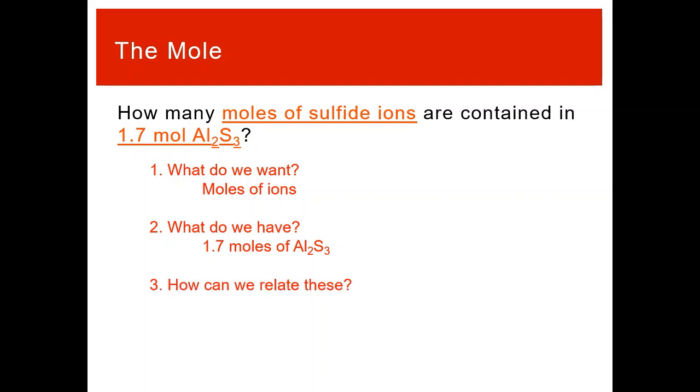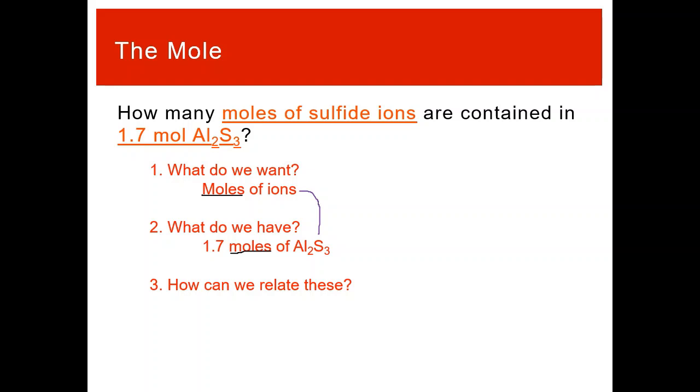So if we want to think about how we can relate these, moles is what we want. That's counting by group. We have information on moles, counting by group, so we don't need to change that. We're not going to use Avogadro's number here. What we're trying to relate is the relationship between ions and the compound that they're contained in. So what we're really trying to change is, again, what we're counting.